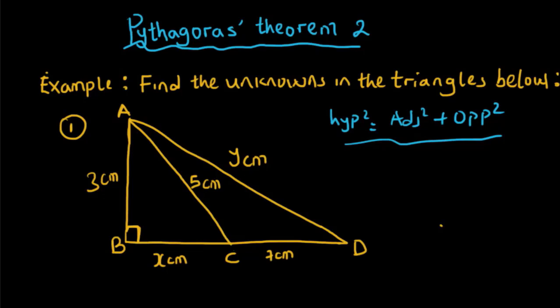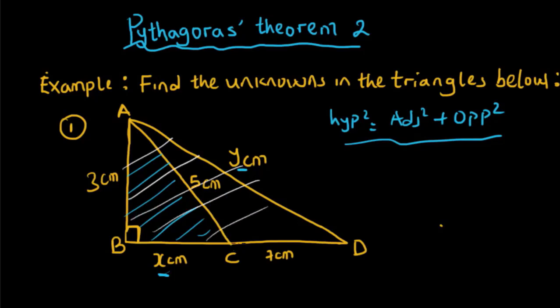Now we have two unknowns. We've got x and we've got y. If you look closely at this triangle, you will discover that there are two triangles. We've got a big triangle and a small triangle. So we've got triangle ABC, which is the smaller triangle, and then we've got triangle ABD, which is the big triangle. But if you look at both triangles, they are right angle triangles.